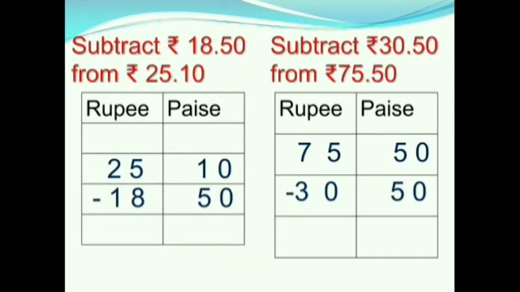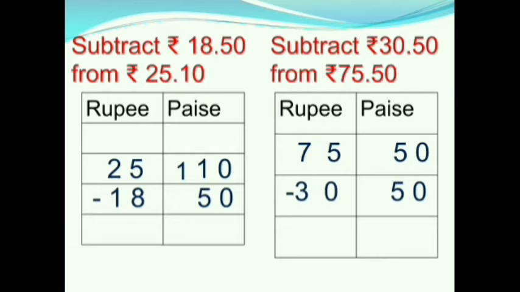Now we should subtract 18 rupees 50 paise from 25 rupees 10 paise. First we should subtract paise. We can't subtract 50 from 10. So we will borrow 1 rupee from 25 rupees. 1 rupee is equals to 100 paise. 100 paise plus 10 paise is equals to 110 paise.